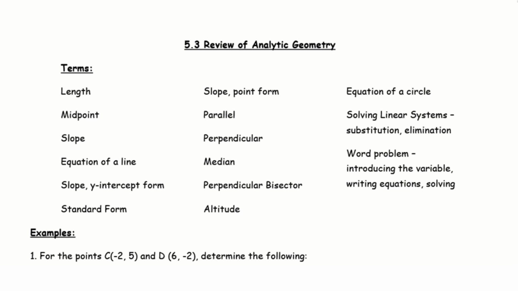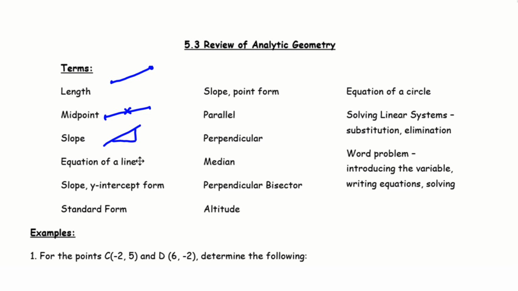Hello, in this video we are going to review grade 10 academic math, analytic geometry, and the following terms you need to know for academic math. The first one is the length of a line segment, or we call it distance, and also the next one is the midpoint of 2 points. Slope is rise over run for a line.